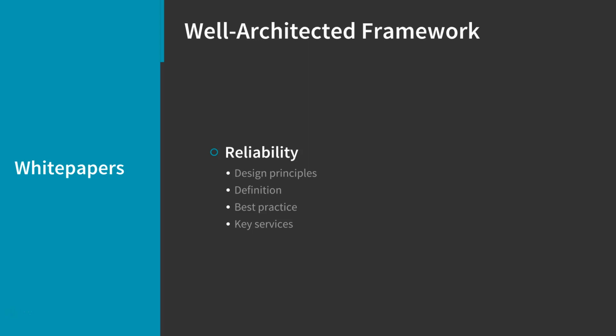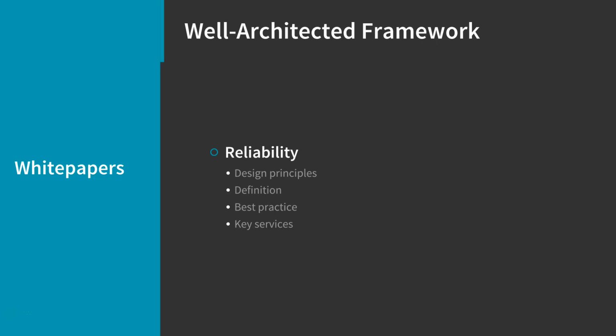In this video, we're going to continue our discussion of the well-architected framework, and the next pillar is reliability. The reliability pillar includes the ability of a system to recover from infrastructure or service disruptions, dynamically acquire computing resources to meet demand, and mitigate disruptions such as misconfigurations or transient network issues. The reliability pillar provides an overview of design principles, best practices, and questions.